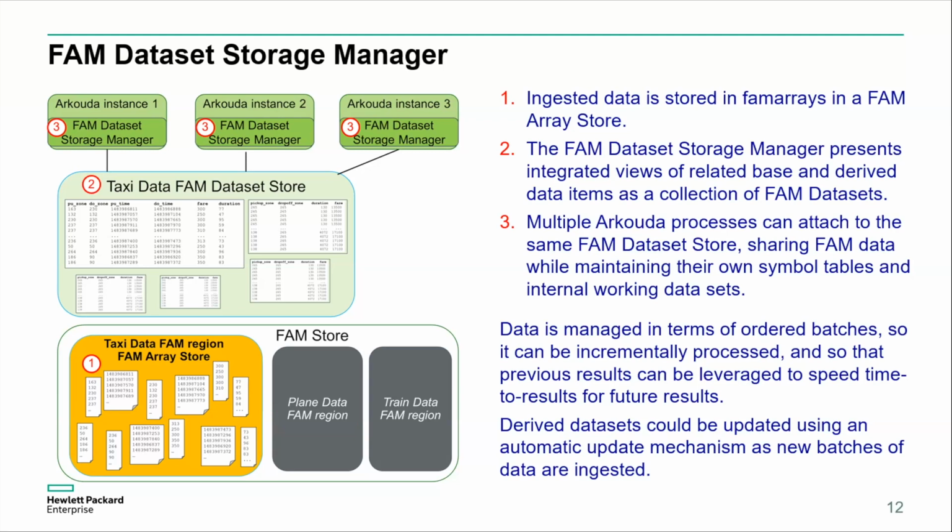Gotcha. How do you prevent collisions? What do you mean by collisions? Can you give me an example? A random row within the taxi data FAM dataset store, and an Arcuda instance changes the value. Okay. I forgot to say, we also support locks. The FAM array storage manager supports locking. Gotcha. Okay, cool. All right, thank you.